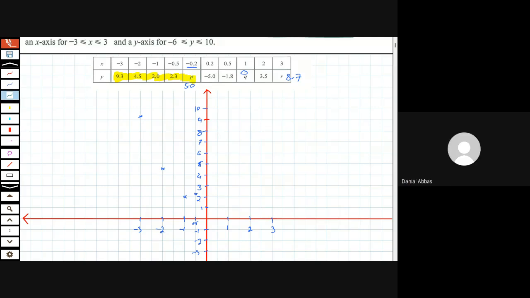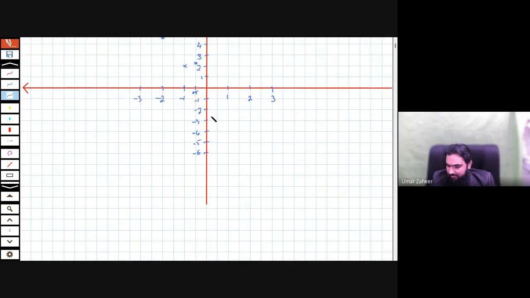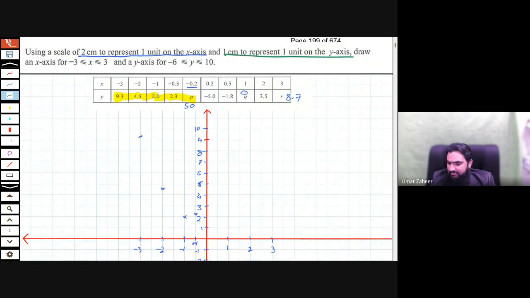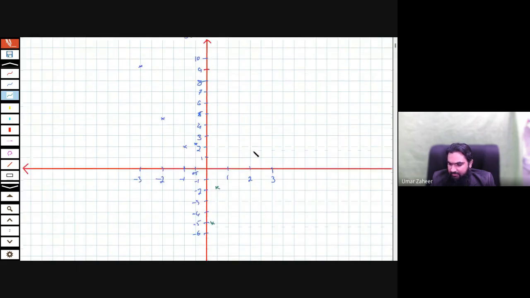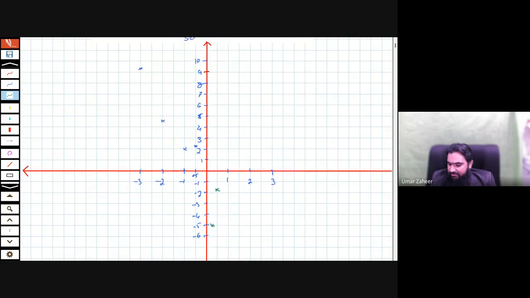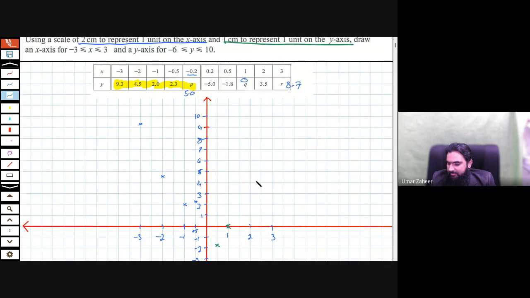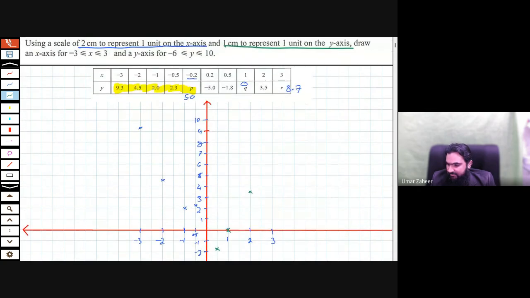Next, we have minus 0.2 to minus 0.5. So 0.2 is going to be around between -5. 0.5 is -1.8. -1.8 is near -2 and away from -1. At 1 it is 0. At 2 it is 3.5. At 3 it is 8.7.